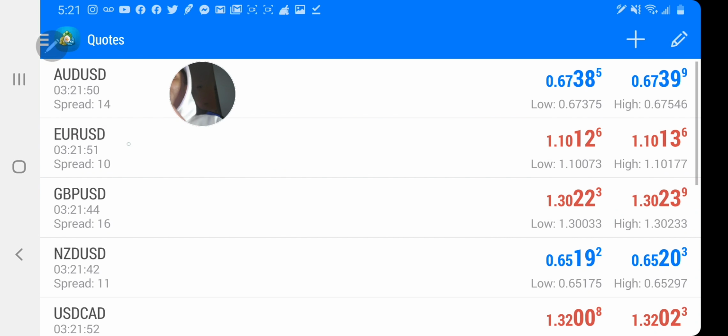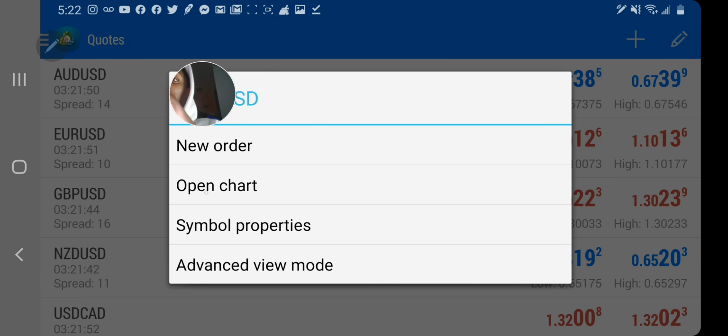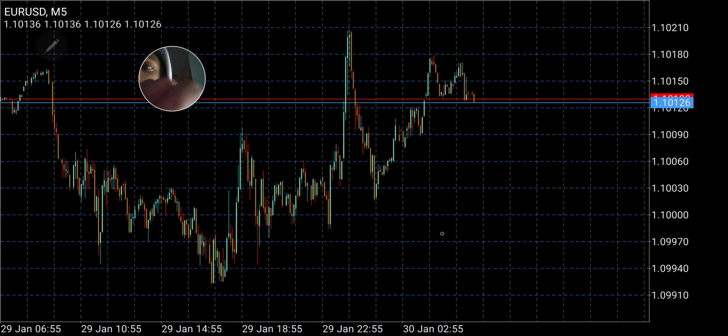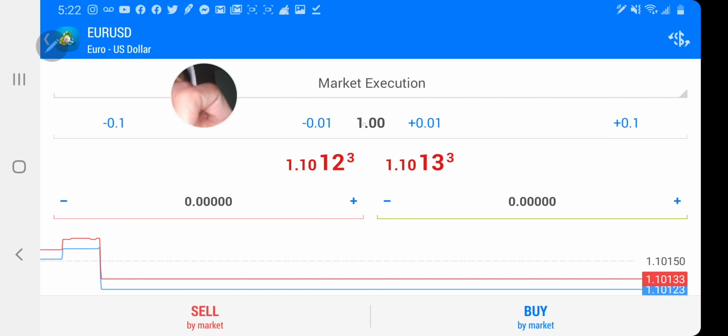All right. So let's go to Euro USD. Let's open that up. Ooh, look at that. Look at that double top on the 5 minute. Let me show you guys. Well, let me take it first, and then I'll show you what I see. Oh shit. Come on, man.